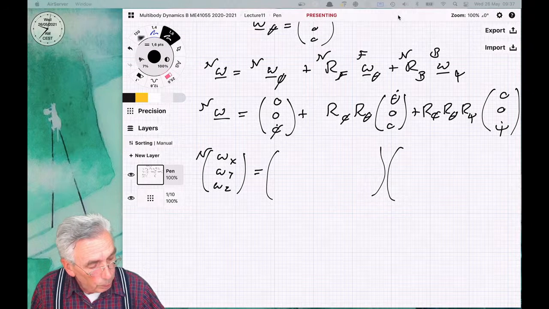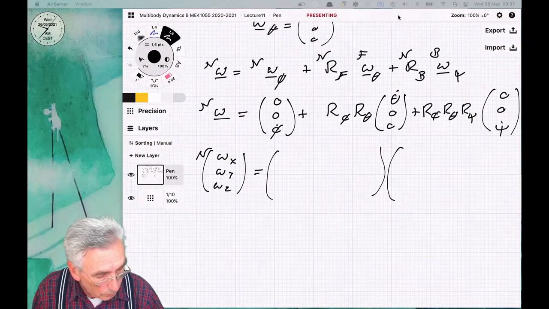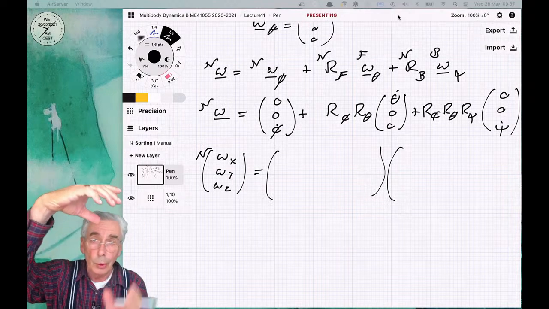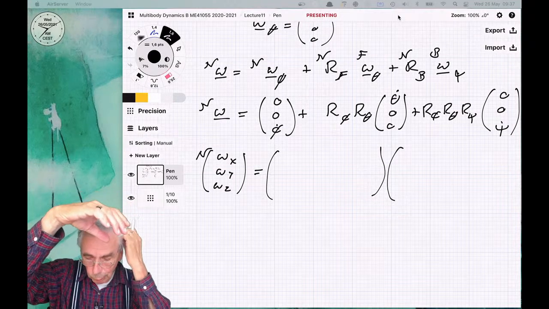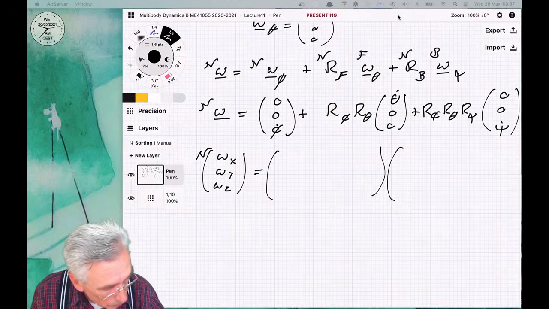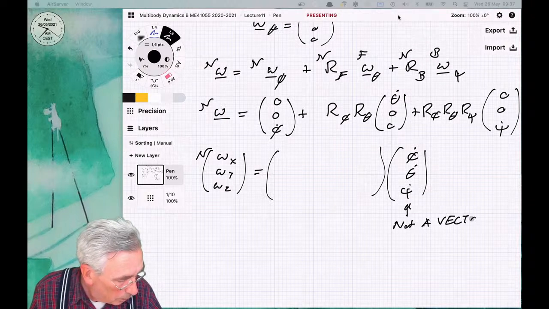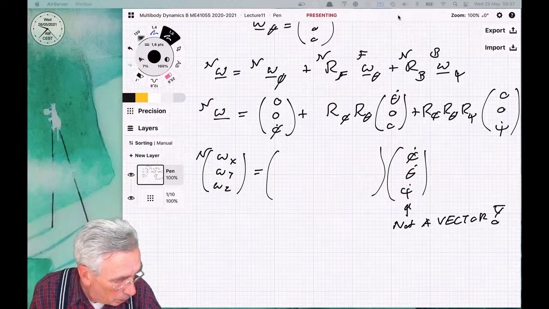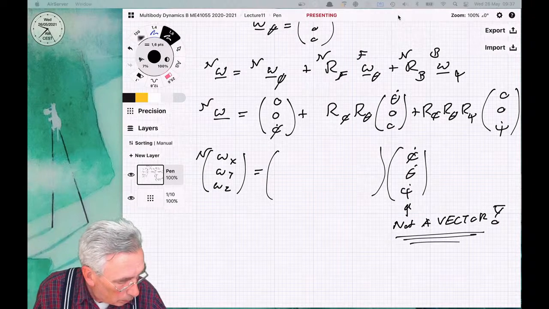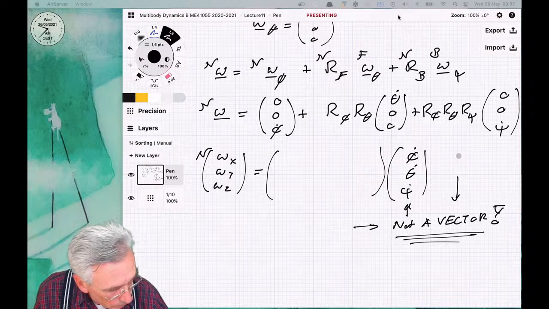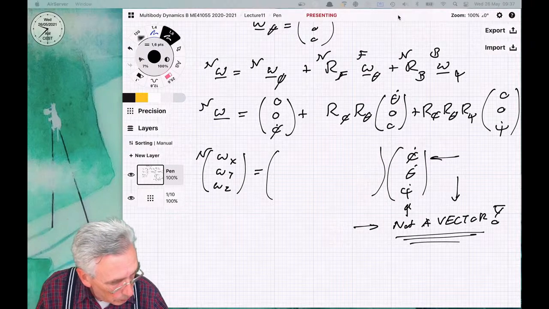Now I need a proper order, because these are now vectors, but now I'm going to do something. I'm just going to order the three Euler angles as a velocity vector: phi dot, theta dot, psi dot, and not a vector, exclamation mark, watch out, dangerous bend.